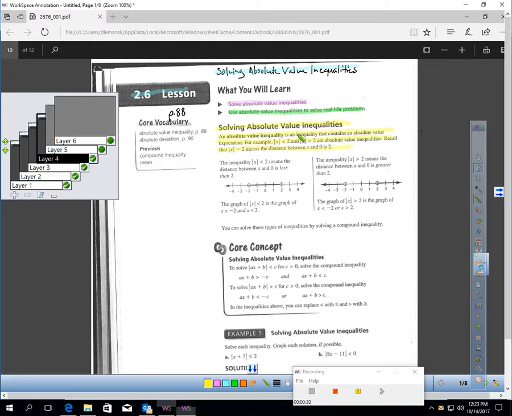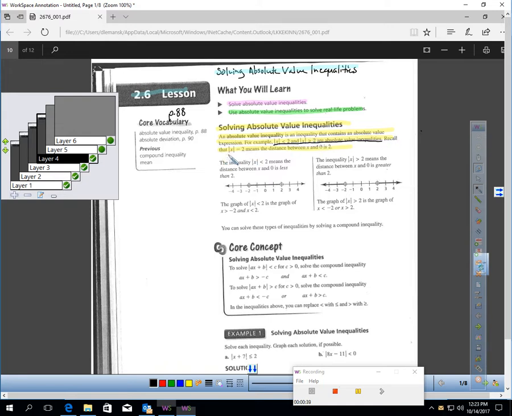Let's talk about solving an absolute value inequality. First of all, we've got to know what it is. An absolute value inequality is an inequality that contains an absolute value expression. For example, both of those are absolute value inequalities. Can you see how there's an absolute value in an inequality statement?